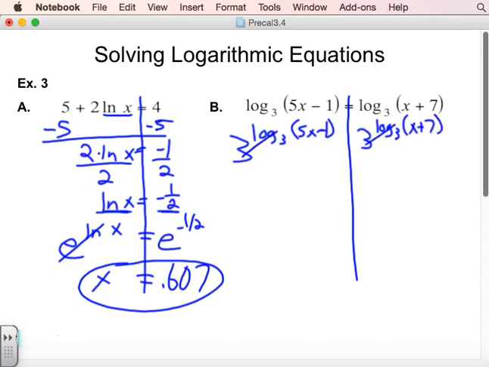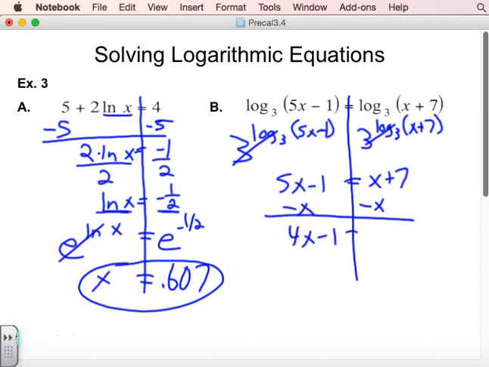So the base 3 and log base 3's cancel, just leaving 5x minus 1 equals x plus 7. Now it's a very simple equation, like an algebra 1 type equation that you're used to doing. So we get x equals 2.